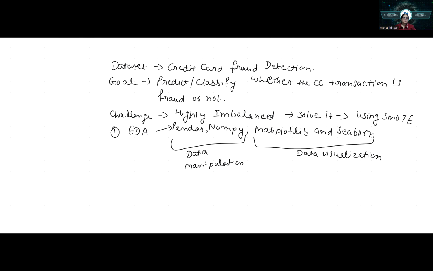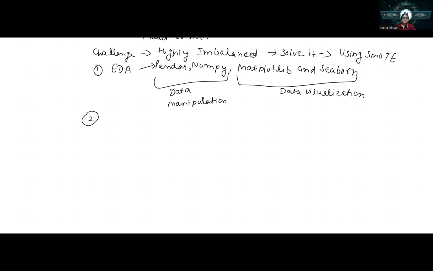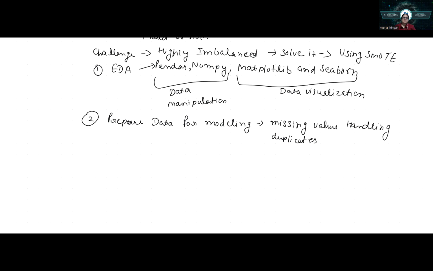And the second step is you are going to prepare data for modeling. Okay. So here, if there is any missing value, you will handle it. Missing value handling, if it exists, and duplicates and inconsistencies, if there are any.